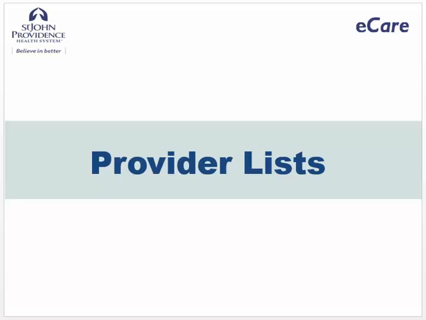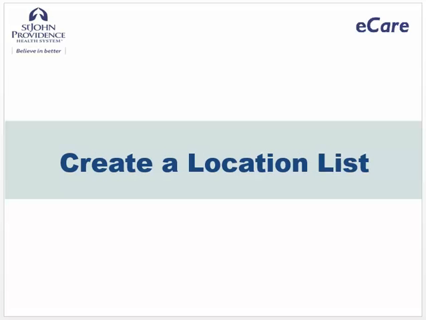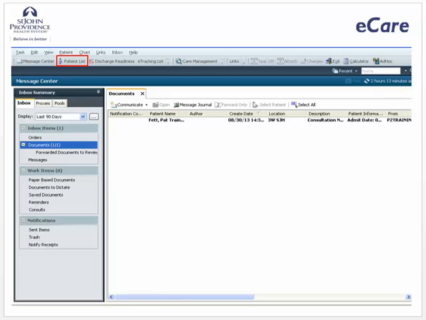Provider lists. Create a location list. The location list is set up by you and is automatically updated as patients are admitted and discharged from the location list you have identified. To start creating your list, click on the Patient List icon in the toolbar.